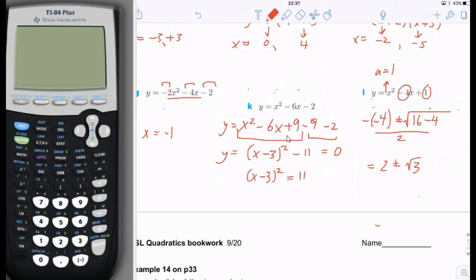And then we're going to take the square root of both sides. We're going to get x minus 3 equals the square root of 11, plus or minus, right? And then finally, the last step, we're going to add 3 to both sides. So we find out that the x-intercepts are 3 plus or minus the square root of 11. Okay? And actually, that's the exact same answer you would get if you would just do the quadratic formula.